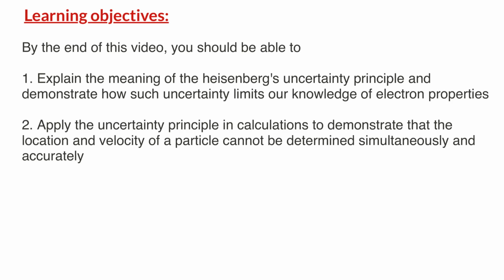Hello everyone. In this video, we will learn how to explain the meaning of Heisenberg's uncertainty principle and demonstrate how such uncertainty limits our knowledge of electron properties. To apply the uncertainty principle in calculations to demonstrate that the location and velocity of a subatomic particle cannot be determined simultaneously and accurately.